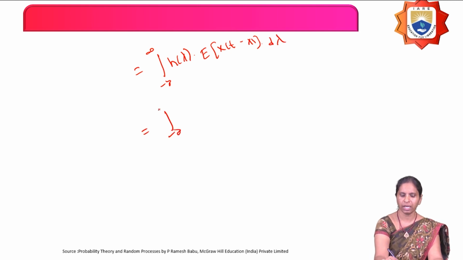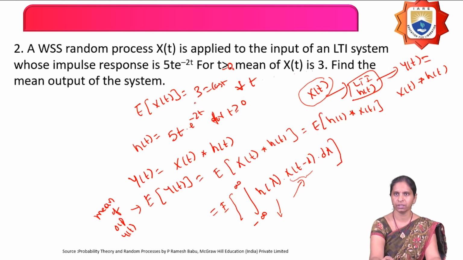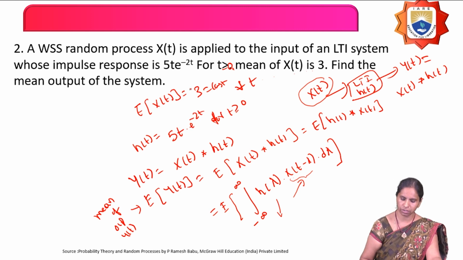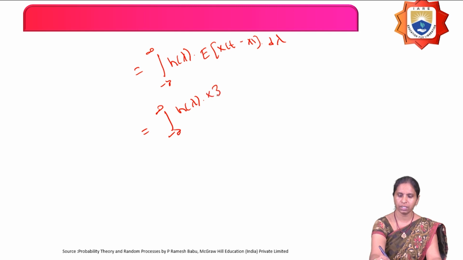Now what have they given? The mean of the input random process x(t) equals 3. So whatever the value of t, it is constant. t may be t1, it may be t2, or it may be t minus lambda. Its mean is constant and the value equals 3. Therefore, 3 into d lambda. So that equals 3 times the integral from minus infinity to infinity of h(lambda) d lambda.